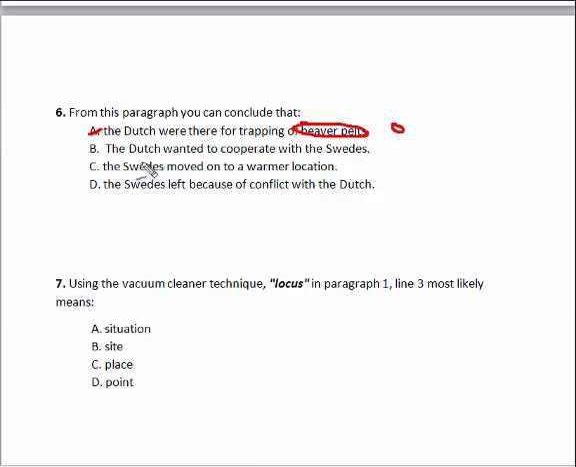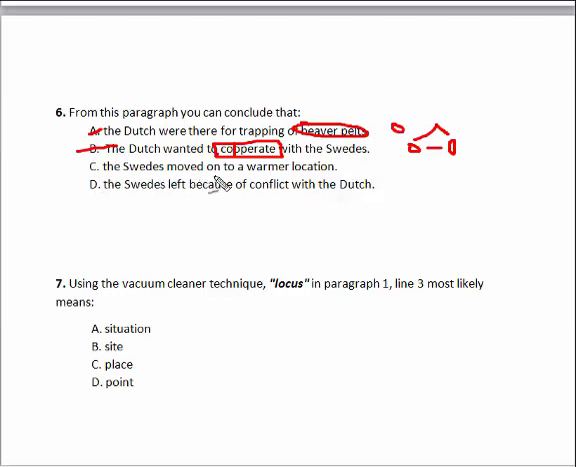Answer choice B says the Dutch wanted to cooperate with the Swedes. Cooperate, vocabulary word. Let's go ahead and take a look at this. First of all, cooperate means to work together. We have co, which means two. Cooperate means taking two parties and working together as a group. That is not true because there was friction. We crossed that one out.